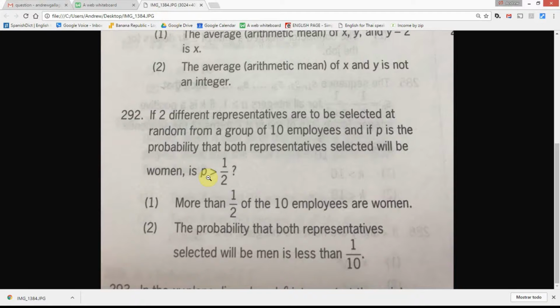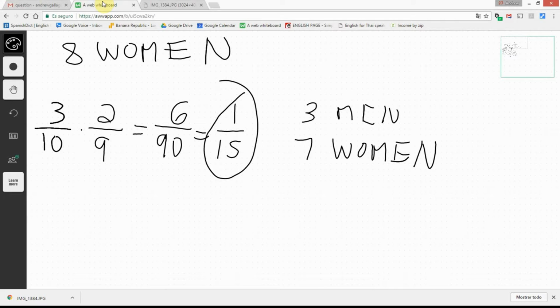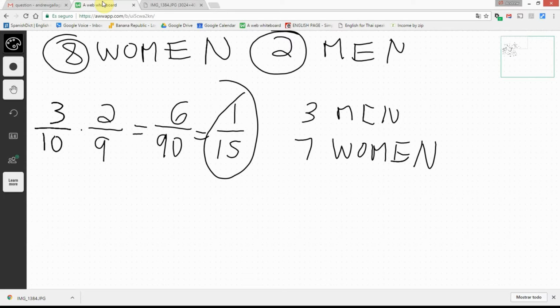Statement 2 says the probability that both representatives selected will be men is less than 1/10. That means there could be 3 men, there could be 2 men, or there could be 1 man, because as the number of men decreases, the probability that you'll get 2 men also decreases. So it's not sufficient, because, as we said before, we need 8 women, which would mean the maximum number of men is 2. This is the minimum number of women we need, and this is the maximum number of men we can have.